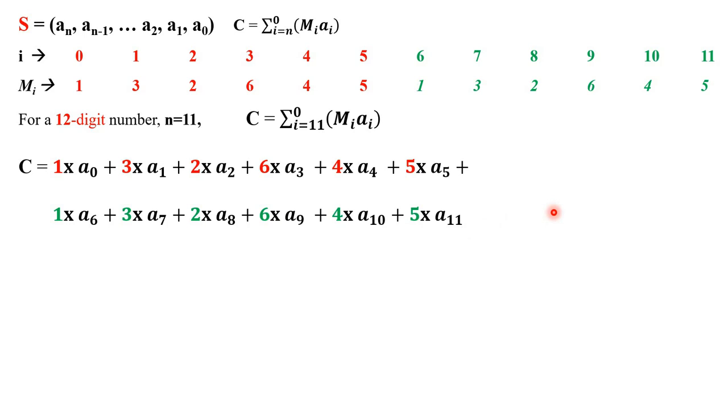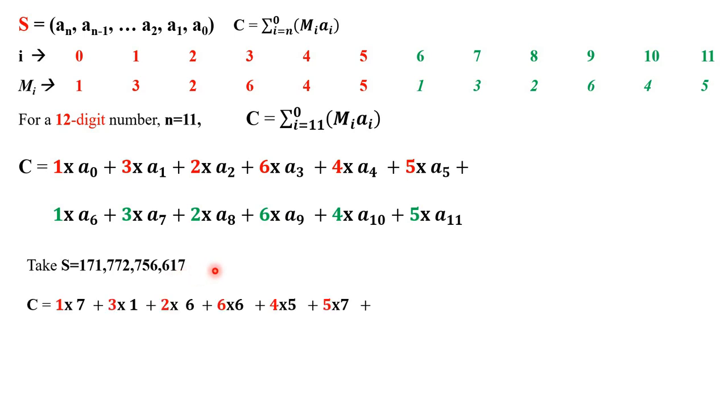Let us take a real example. Suppose this is the given number, quite a big one. Now what we will do? We will simply sum. Again you see 1, 3, 2, 6, 4, 5 in red color, and again repeated 1, 3, 2, 6, 4, 5, and the digits are from right to left, A0, A1, A2, etc. So 7, 1, 6, 6, 5, 7, 1, 6, 6, 5, then again 7, 7, then 2, 7, 7, 1, 7, 1, 2, 7, 7, 1, 7. If you do the sum, you will get 189.